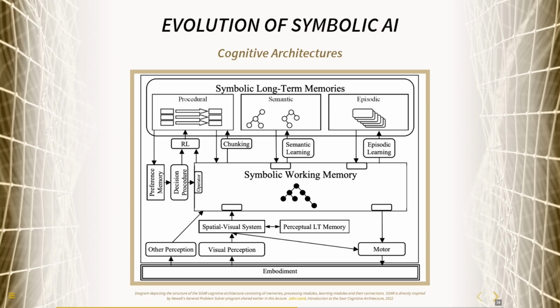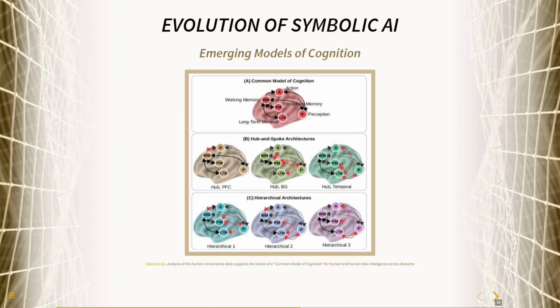And so in this particular case, we're looking at a fairly famous cognitive architecture known as the SOAR architecture that was directly inspired by that General Problem Solver program that we saw earlier in this lecture, right? So John Laird and his team have been working to try to think about how we can start to actually bucket some of these different components and start to treat it as a modular system.